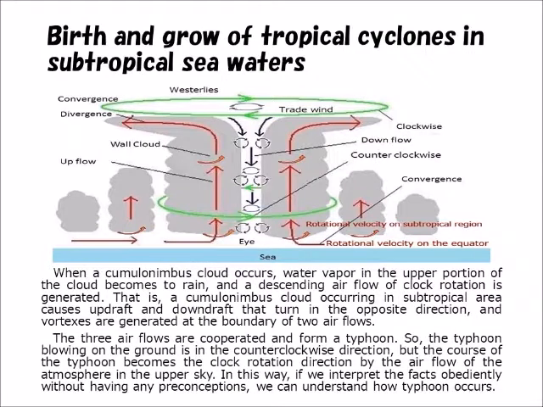When a cumulonimbus cloud occurs, water vapor in the upper portion of the cloud turns to rain, and a descending air flow of clockwise rotation is generated. That is, a cumulonimbus cloud occurring in a subtropical area causes updraft and downdraft that turn in opposite directions, and vortexes are generated at the boundary of the two air flows. The three air flows cooperate and form a typhoon. So, the typhoon blowing on the ground is in the counterclockwise direction, but the course of the typhoon becomes the clockwise rotation direction by the air flow of the atmosphere in the upper sky.